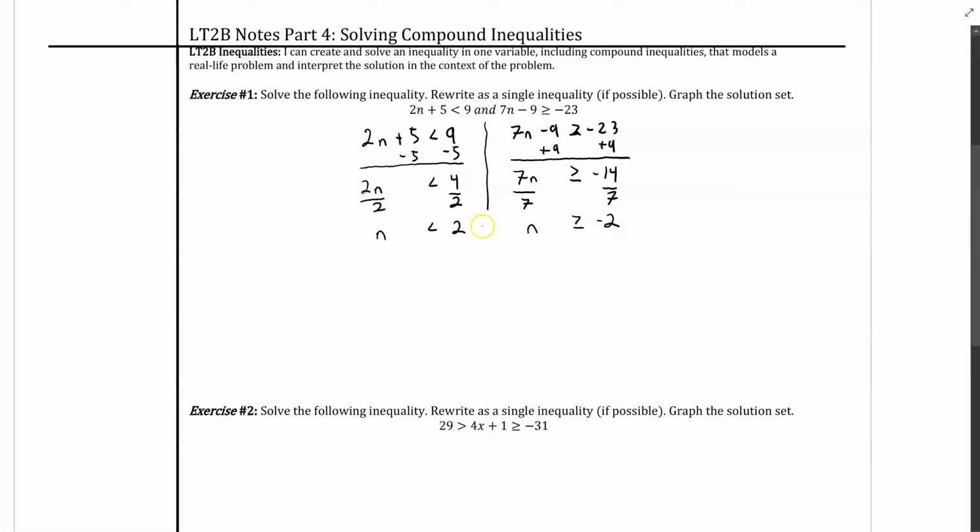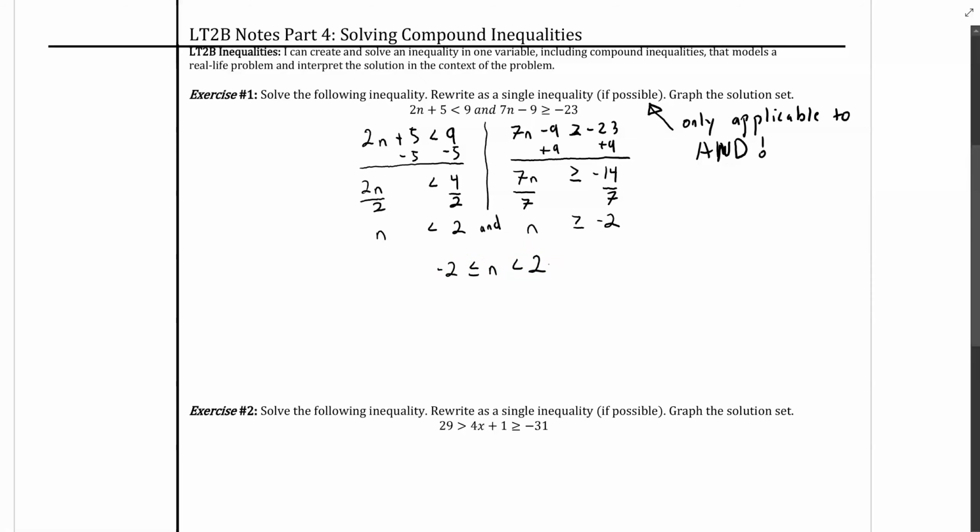Now remember that this problem is an AND problem. And AND problems can be rewritten as single inequalities. Right? We learned about this in our previous set of notes. And let's just write: only applicable to AND. So we can rewrite this as negative 2 is less than or equal to n, which is less than 2.